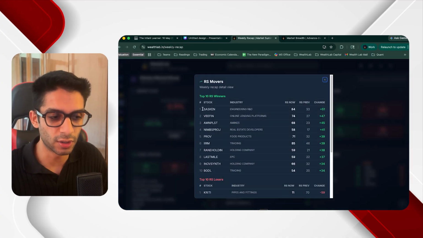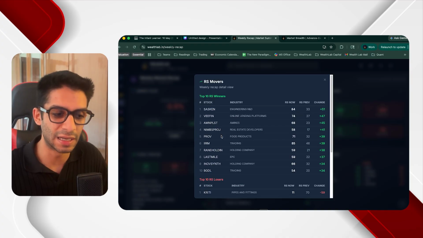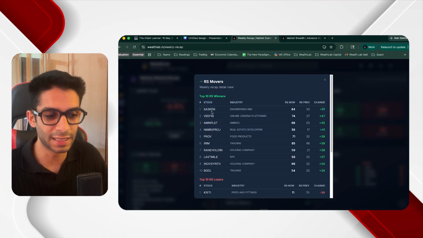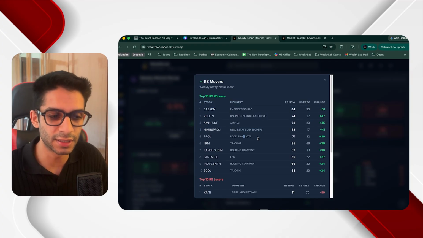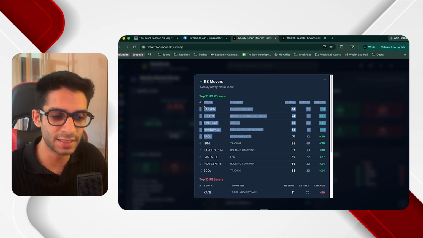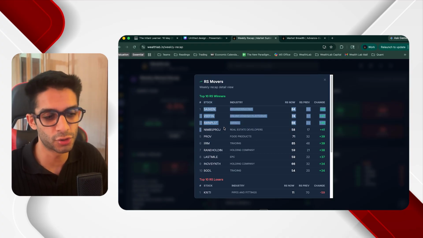These are the 5 stocks that gained the most relative strength in the past 1 week. On our Twitter handle on Wealth Lab, we had posted the key drivers or the key catalyst in all of these 5 and the reason why you should or should not watch out for them.